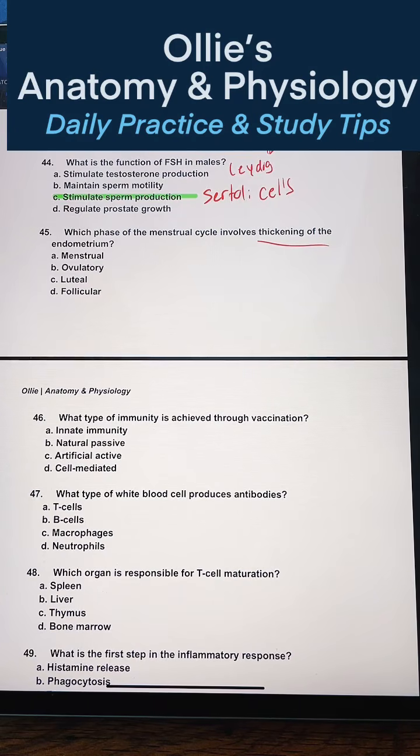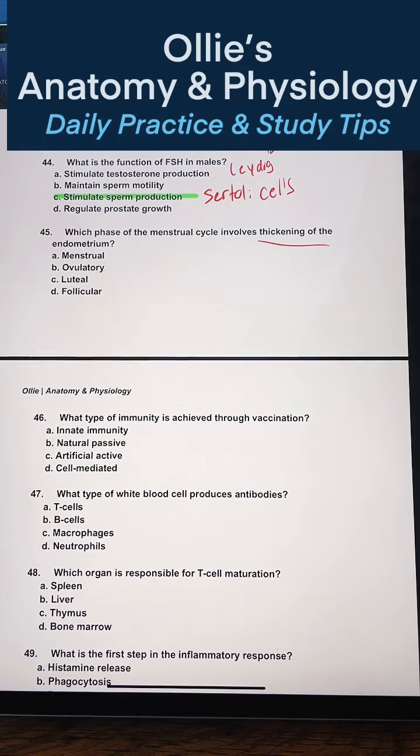Which phase of the menstrual cycle involves thickening of the endometrium? My A&P exam was on this yesterday. Hopefully your A&P exam went well on it. Thank you so much for letting us know that. 37.3 thousand likes. You guys are absolutely crushing it. Thank you guys so much for supporting the live stream today.